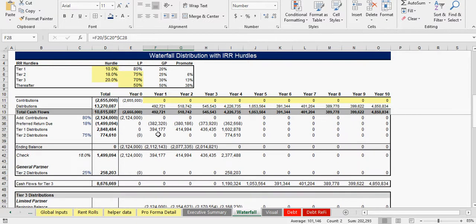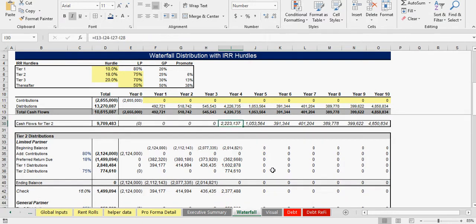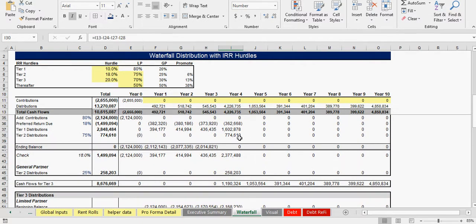And you see for the investor, we keep track. So here's tier 1, here's their tier 2. But then look at year 4, there are some tier 2. So we're going to say how much of this 2.2 million, how much of that is going to be split until we've reached the next hurdle rate.